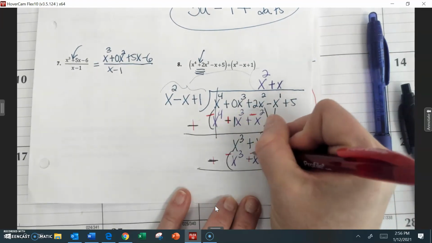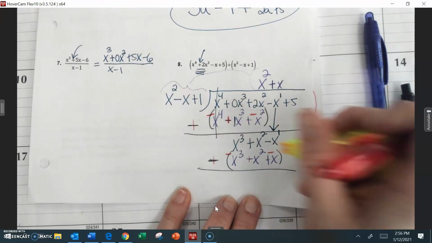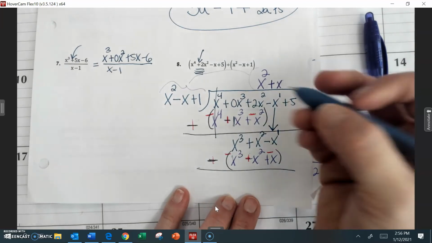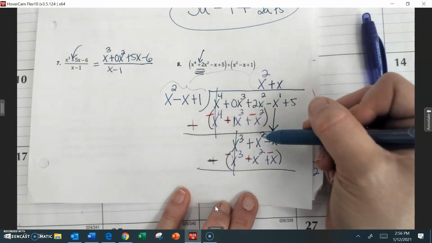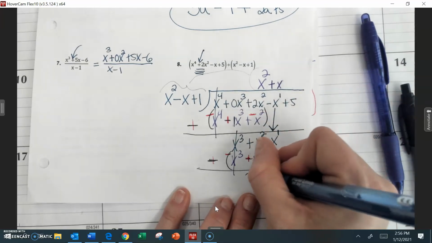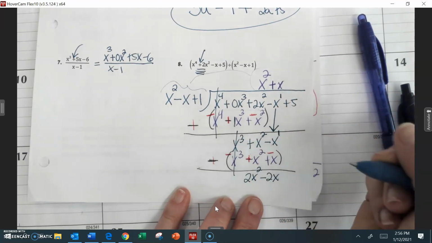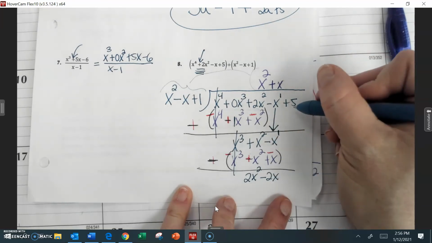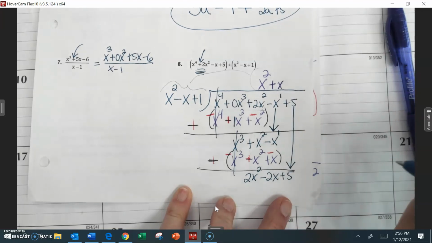I just draw my line, change my signs to help me. Oops, I messed up. That was a negative, so this should be a positive. I'm sorry. Now we add, or subtract if you will, x to the 3rd minus x to the 3rd gone. x squared plus x squared is 2x squared. Negative x minus x is minus 2x. It can get confusing, so make sure your handwriting is really clear. Now we bring down the last term, the 5.